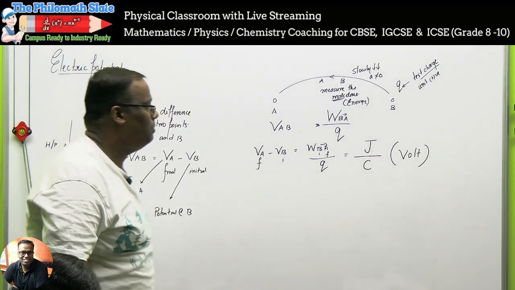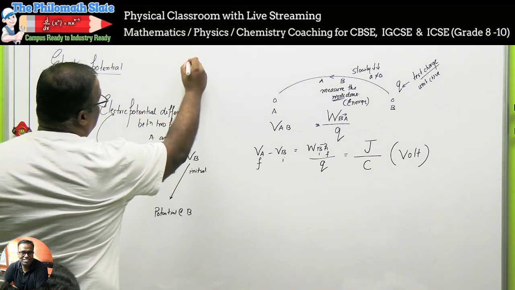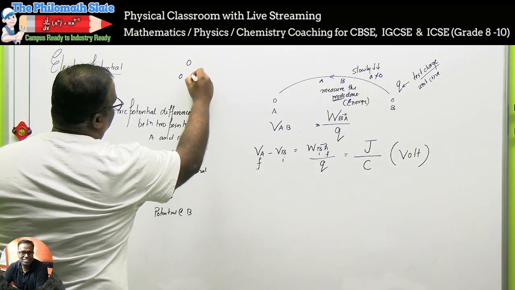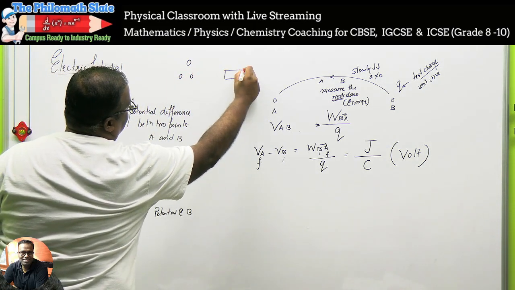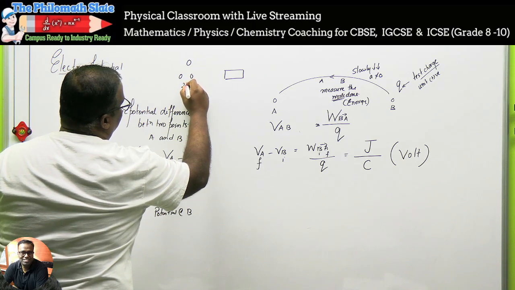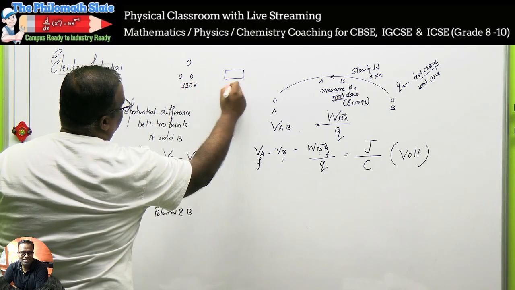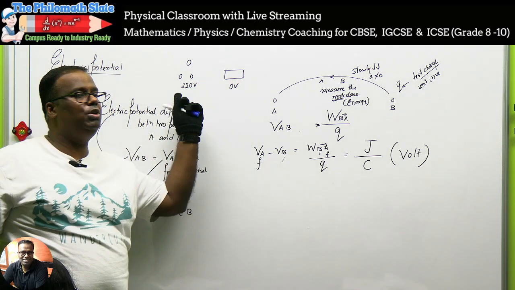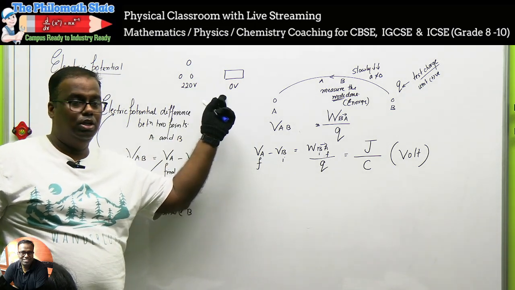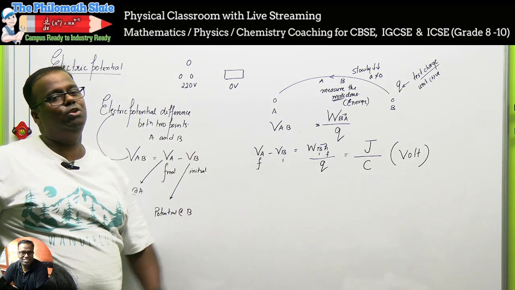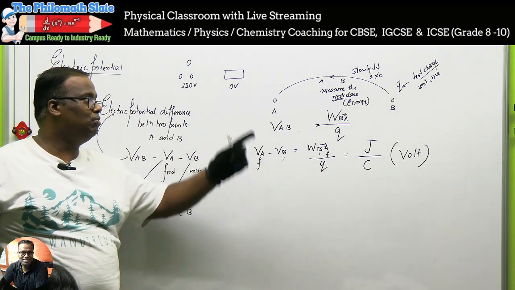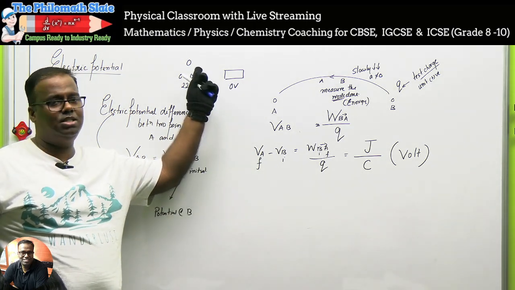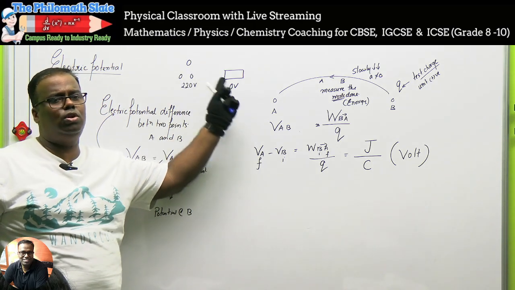Now think: this is the plug point and this is the television. What is the voltage of the plug point? 220. And the television? It is at 0. So what is the potential difference between the two? 220. 220 volt is said to be the work done required to move. Now, how will the charge go anyway? Charge will go from here to here easily.